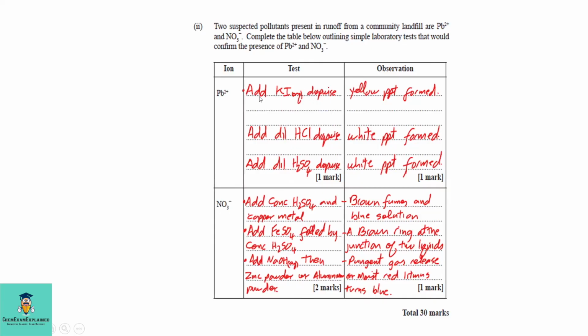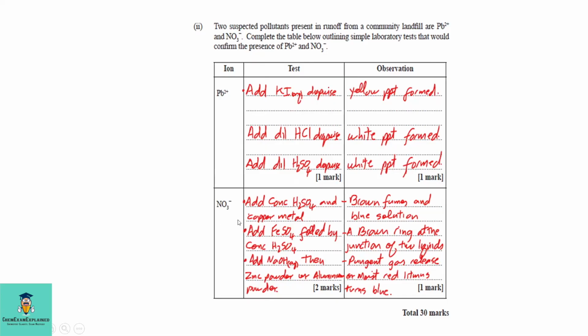First one you could use is to add potassium iodide dropwise to your test tube containing the sample. You should observe a yellow precipitate. You could also add dilute hydrochloric acid dropwise to your sample, and you should observe the formation of a white precipitate. You could also add dilute sulfuric acid dropwise, and you should also observe the formation of a white precipitate.